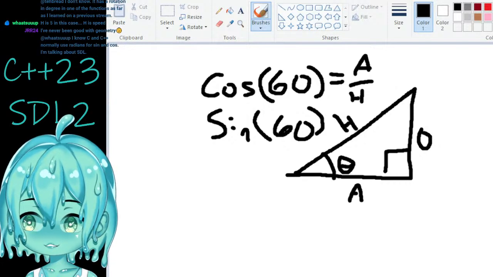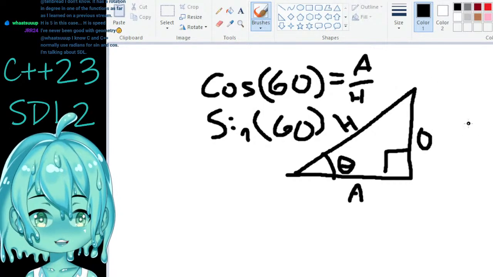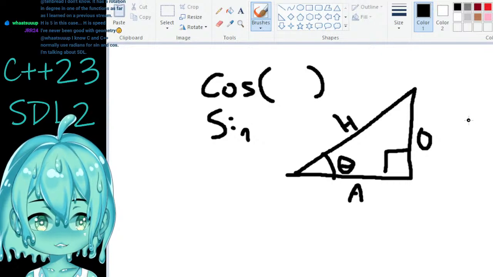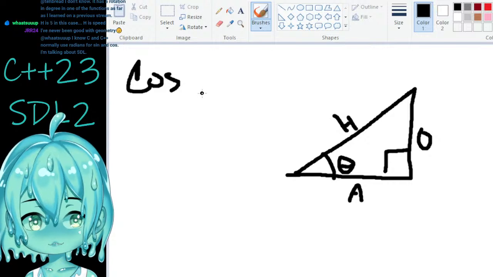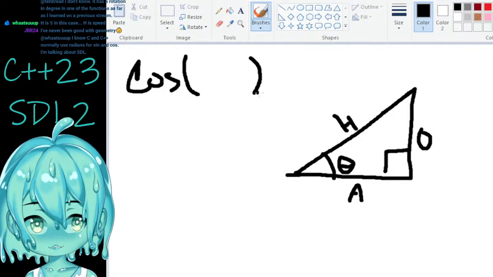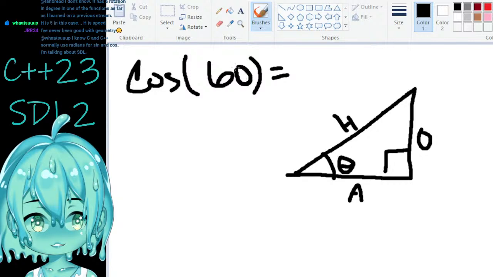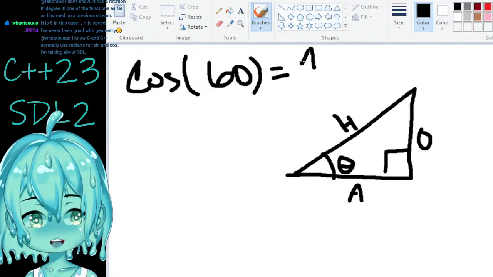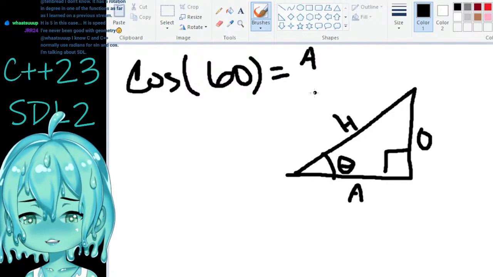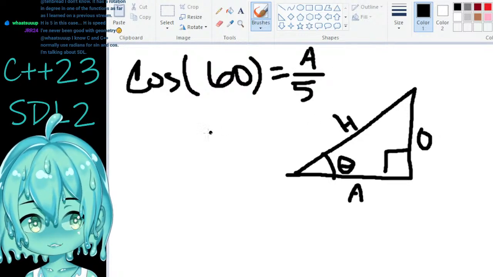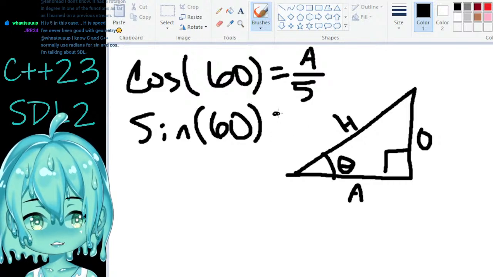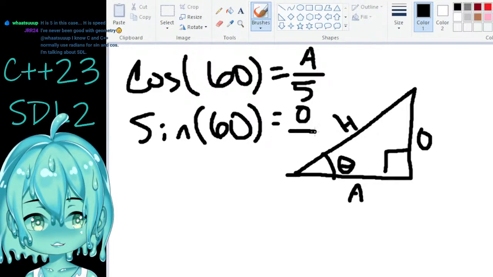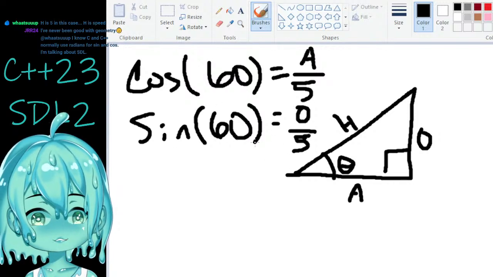H is 5 in this case. Oh, that's so smart, chat. That's why you guys get paid the big bucks. Okay, I got you. So the cosine of 60 is going to be equal to the A value, so adjacent divided by 5. 5 is the speed. The sine of 60 is going to be the opposite divided by 5.